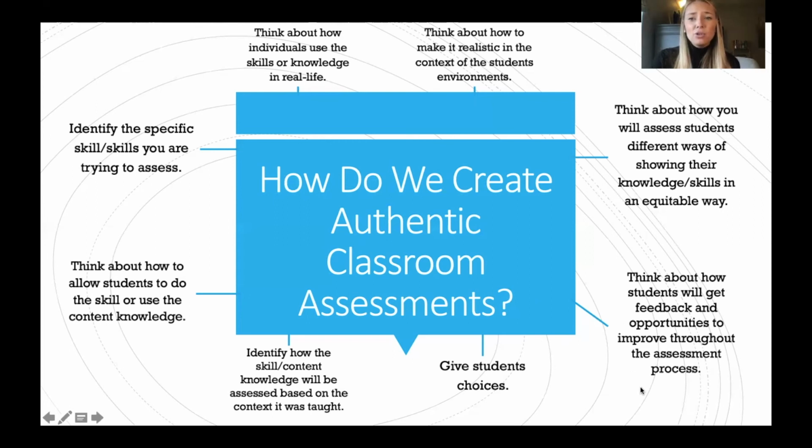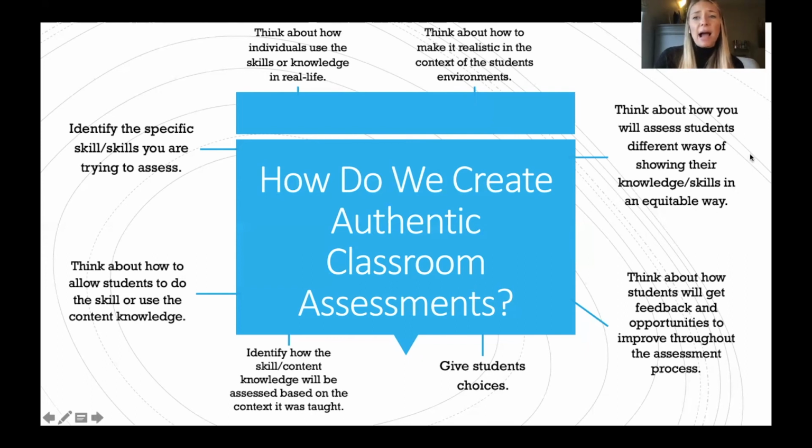Next, think about how students will get feedback and opportunities to improve throughout the assessment process. When we were looking at the video that talked about the spiders, writing the spider story, you saw the teacher sitting down with one of the students and actually doing some vocabulary work with her as a formative assessment. She must have seen earlier that she was struggling with that, so she was giving her some support. She was scaffolding the learning for that student. So how can we give students feedback and opportunities to improve throughout the process of assessment?